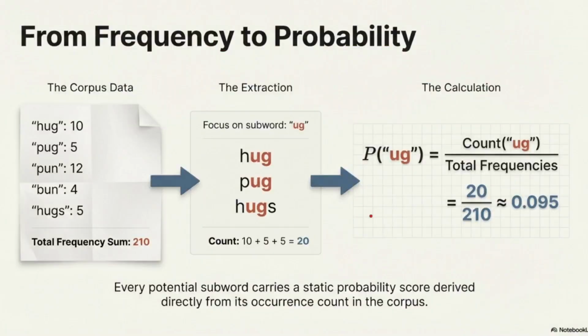So, how do we determine the probability of a specific token? For example, UG. It's based on frequency. We look at the original corpus and count how many times that token appears. Then we divide it by the sum of all frequencies of all tokens in the vocabulary. So 20 divided by 210, and we get the probability of 0.095. This ensures that all probabilities sum up to 1.